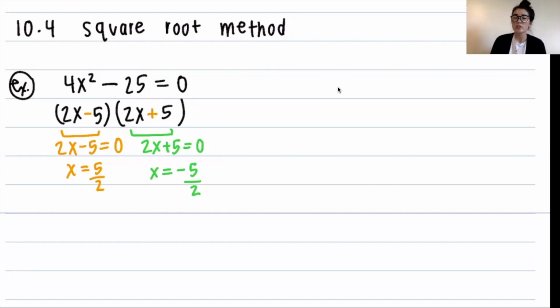Why I actually wanted to start you guys off with this problem, though, is because you could also use our new square root method to solve this problem. So I'm going to go ahead and write that same example: 4x squared minus 25 is equal to 0.